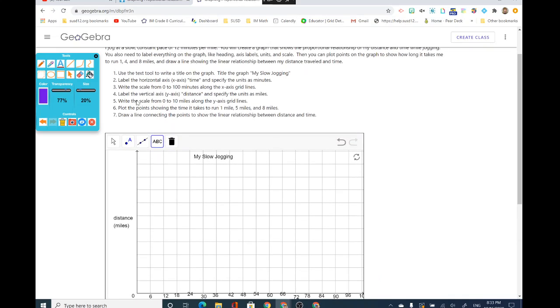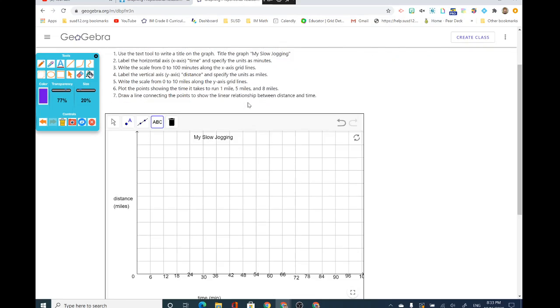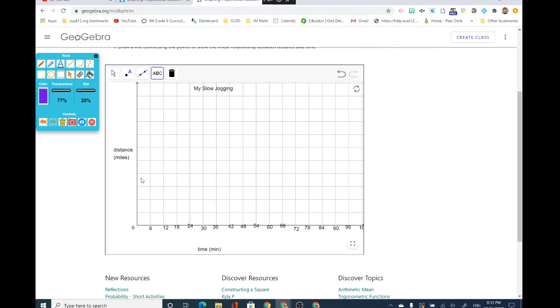Okay, the next step says, number 5, write the scale from 0 to 10 miles along the y-axis grid lines. Okay, so the scale on the y-axis is from 0 to 10 miles. Well, how many tick marks do I even have? How many grid lines? 1, 2, 3, 4, 5, 6, 7, 8, 9, 10. Wow, that's perfect. Okay, so each one of these grid squares is going to be a mile.